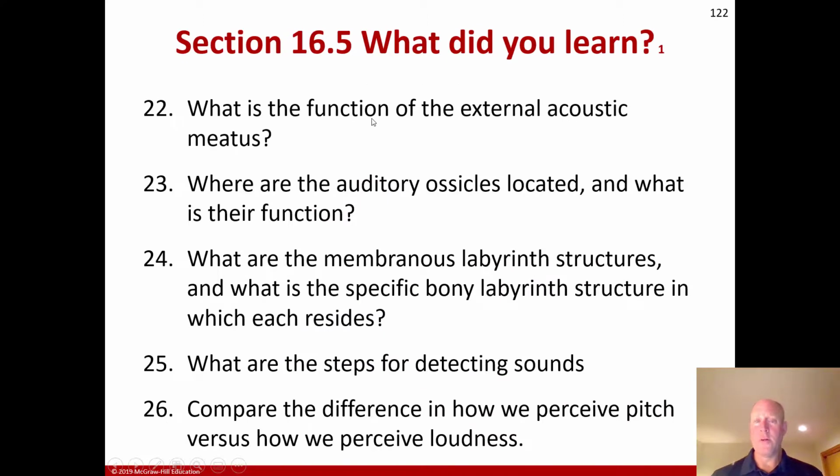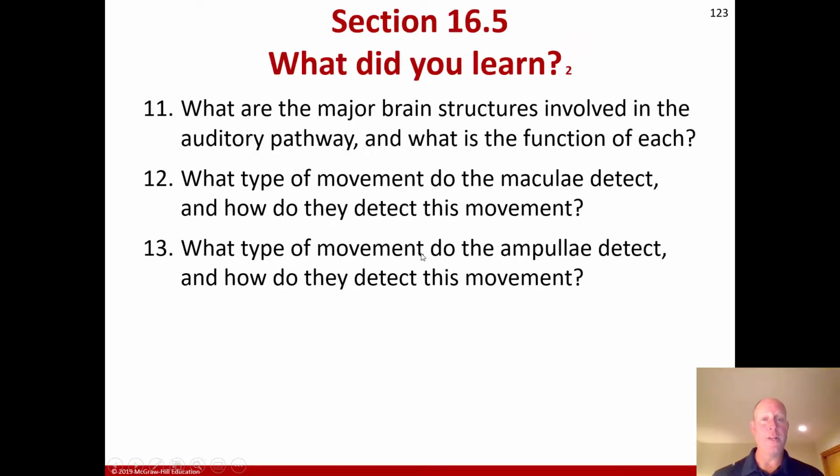So, what did you learn? What is the function of the external acoustic meatus? What are the auditory ossicles? Where are the auditory ossicles located? What's their function? What are the membranous labyrinth structures? What's the specific bony labyrinth structure within where each resides? What are the steps for detecting sounds? Compare the difference in how we perceive pitch versus how we perceive loudness. What are the major brain structures involved in the auditory pathway? What is the function of each?